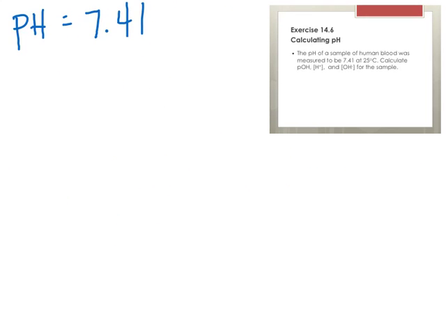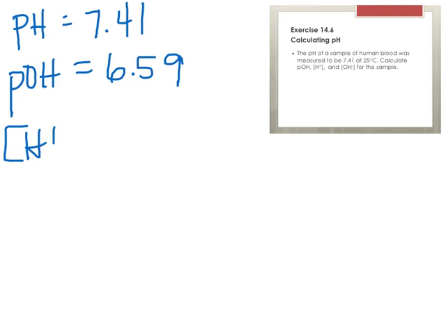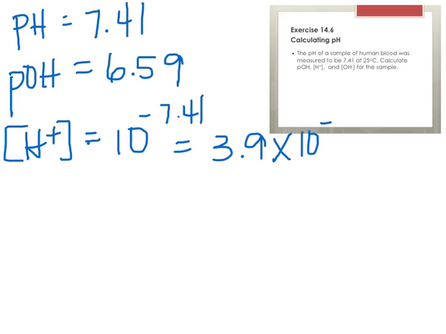Okay, so in this one, the pH of blood is 7.41. Calculate pOH, H plus, and OH minus concentrations. The pOH, if I do 14 minus 7.41, I should get 6.59. And then to calculate the hydrogen ion concentration, that's going to be the anti-log of the negative pH. And if you do that in your calculator, you should get 3.9 times 10 to the minus 8, and the unit is molarity. 2 significant figures since there's 2 places behind your pH.